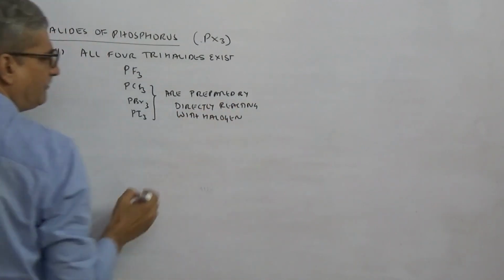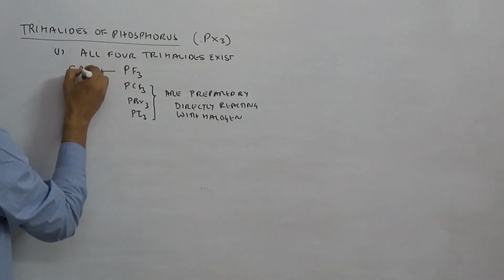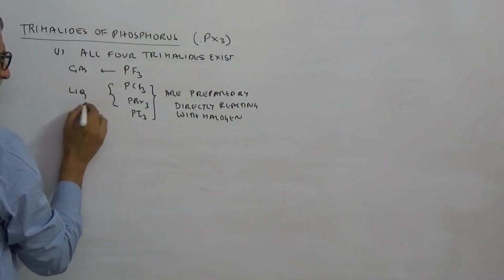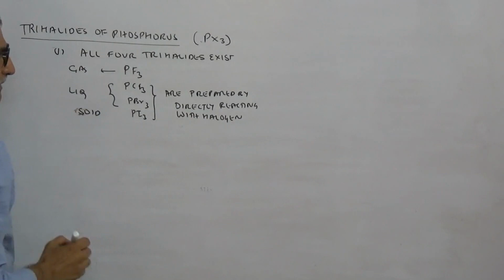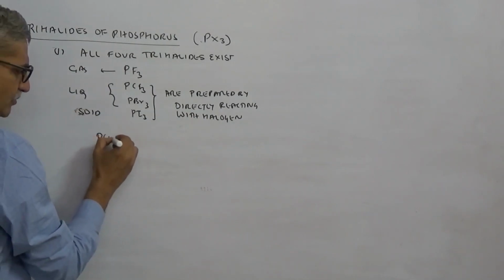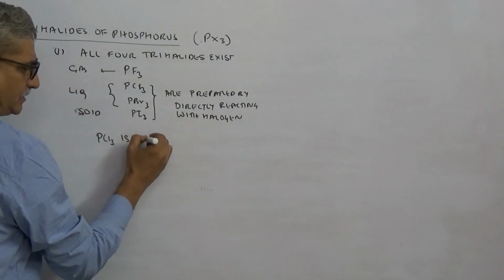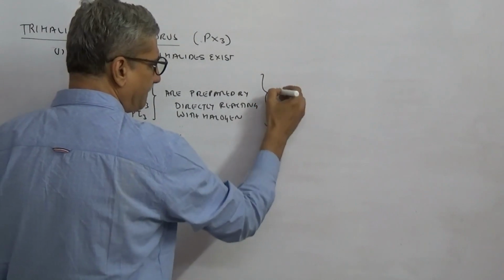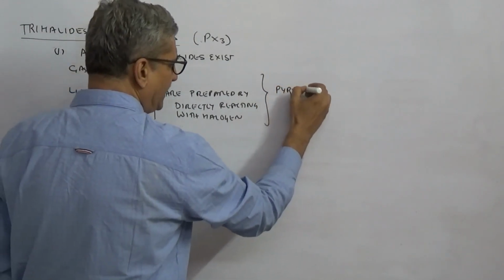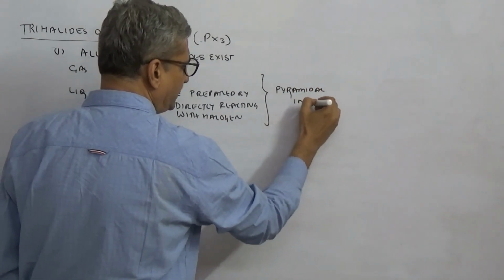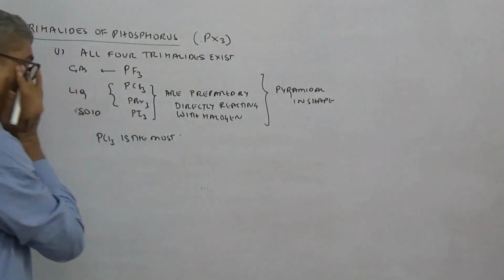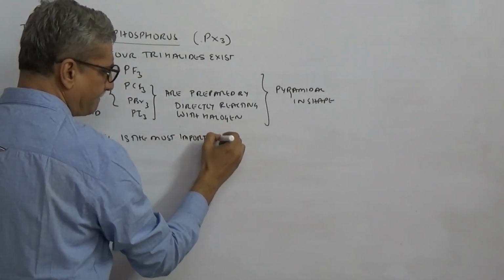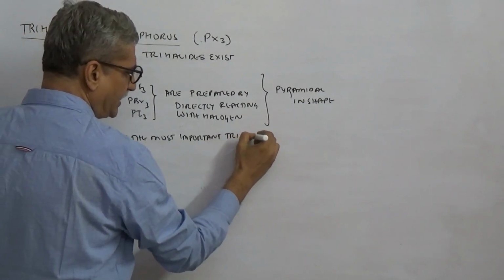When we come to the other properties, PF3 is a gas, whereas PCl3 and PBr3 are liquids and PI3 is a solid. Among these, PCl3 is actually the most important trihalide. All are pyramidal in shape. So I told you PCl3 is the most important trihalide.